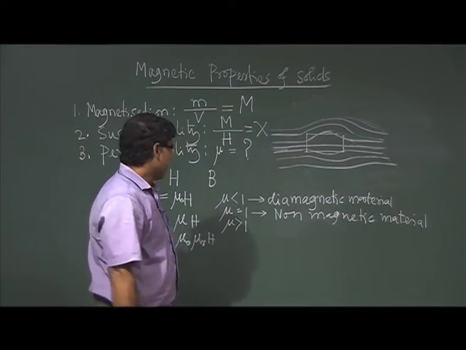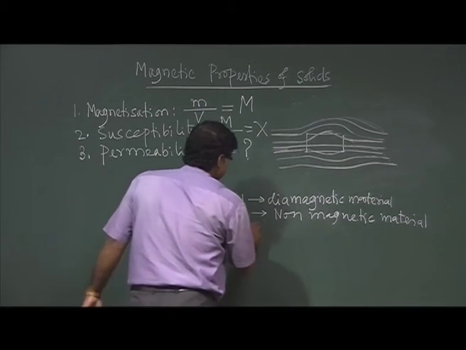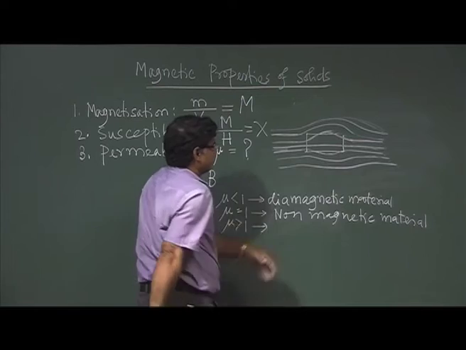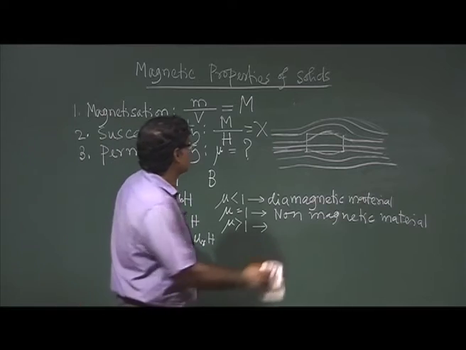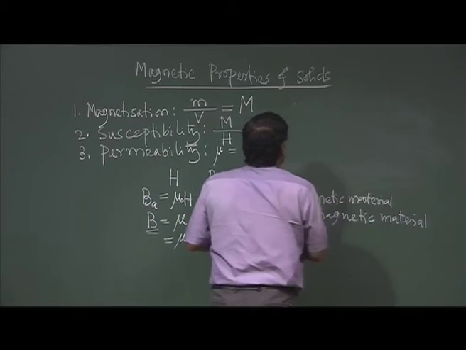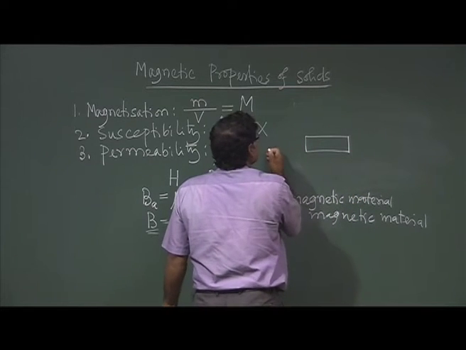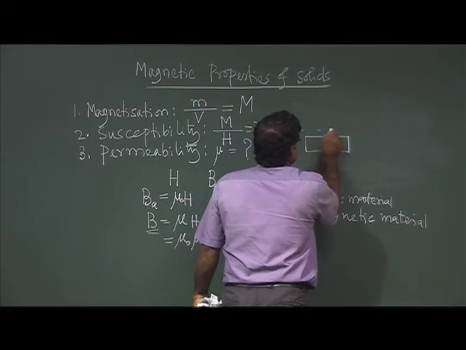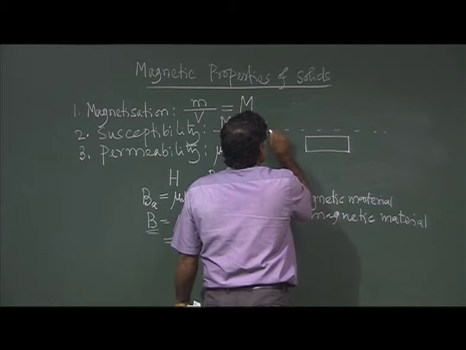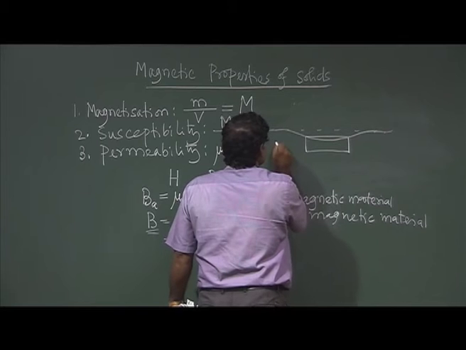Okay. And when mu is greater than 1, then the density of these lines of force inside the material will be higher, right. So it will be just the opposite, as if this magnetic material attracted these lines of force inside the material. So it will enter into the material, so it will enter into the material.